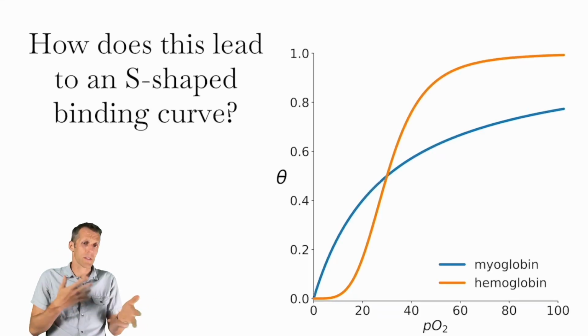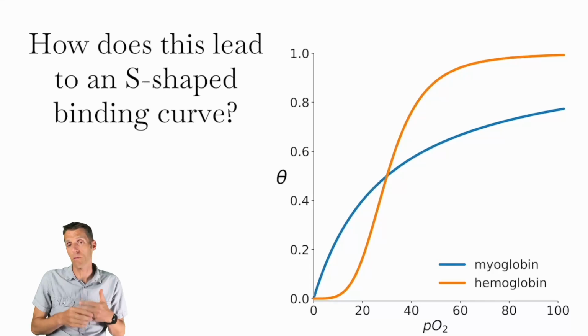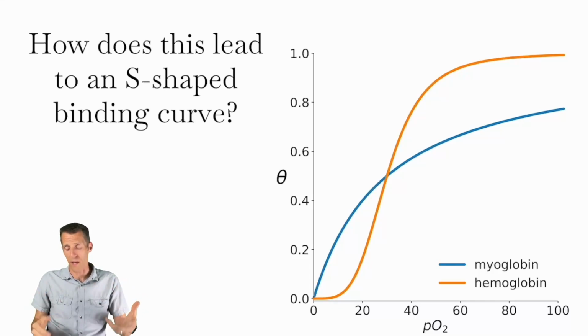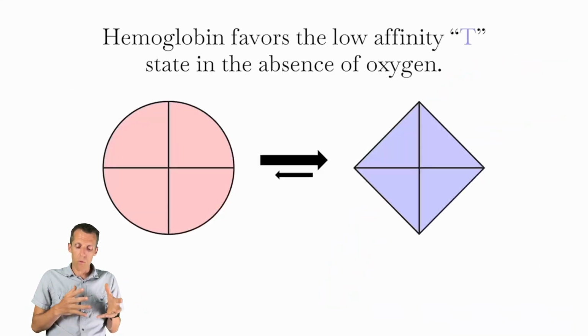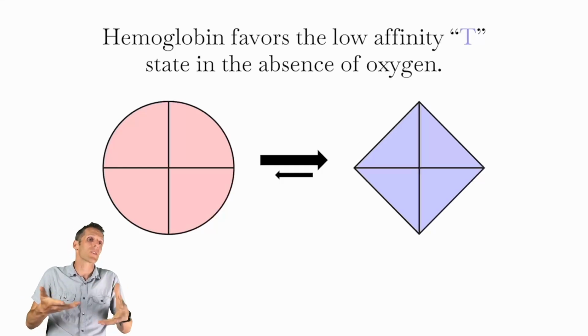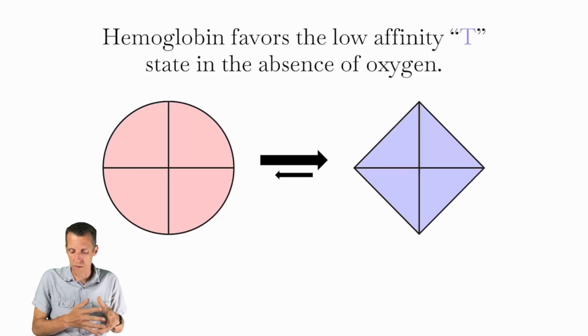Cool. Sure, it does this thing. How does this lead to an S-shaped binding curve? That's what we really have to understand here. First, we have to set up some of the thermodynamics, and then we're going to look inside of a test tube and see what we see in a theoretical sense.